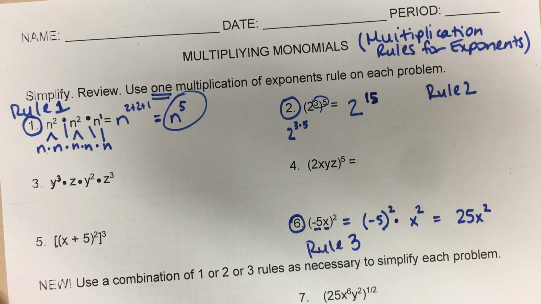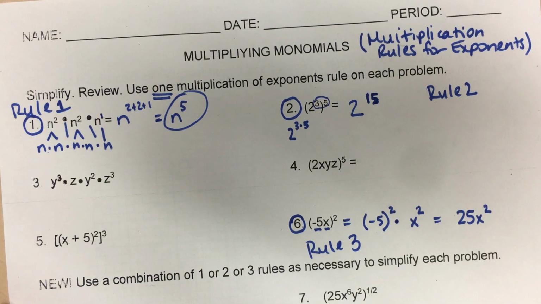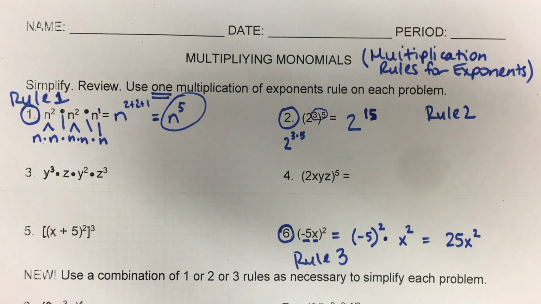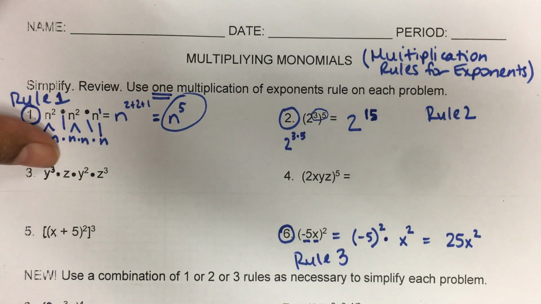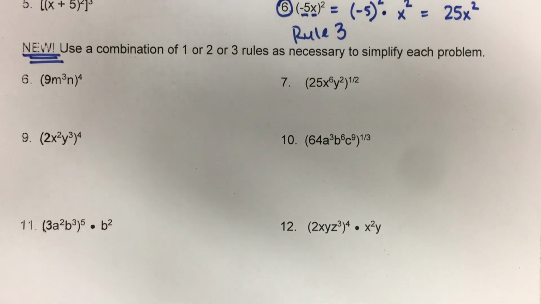Okay. Now, what if we have to use a combination of rules? What order do we do these problems if we have to use a combination of rules? Which rules get applied first? How do we decide what to do? Let's look into it.